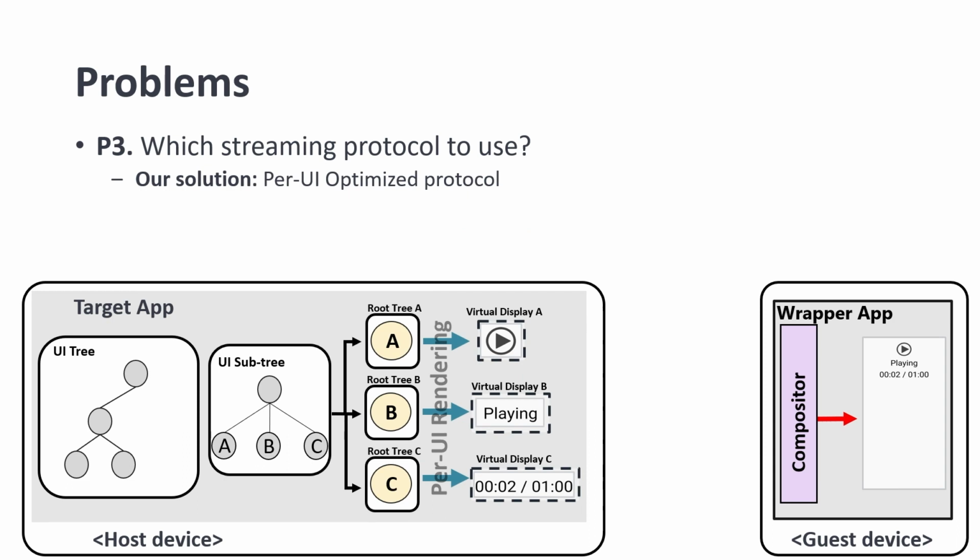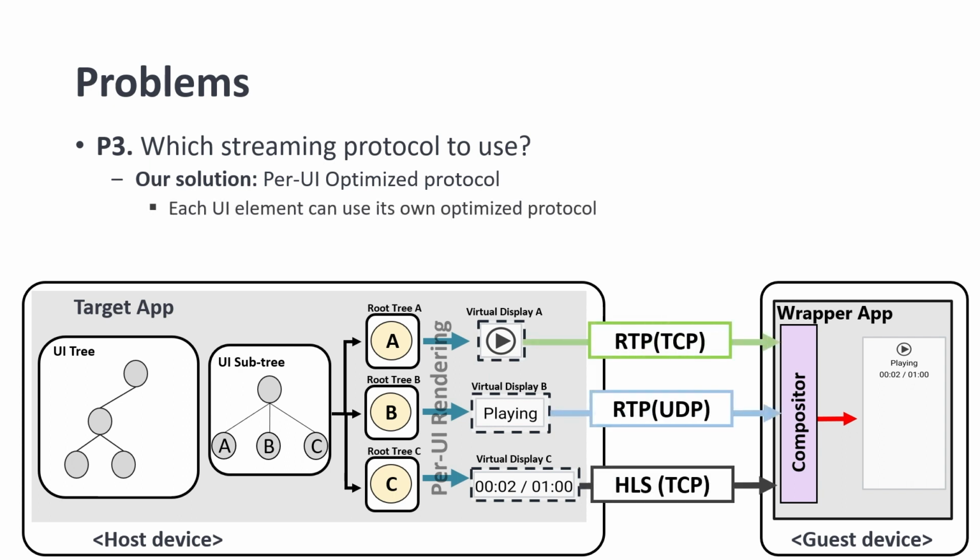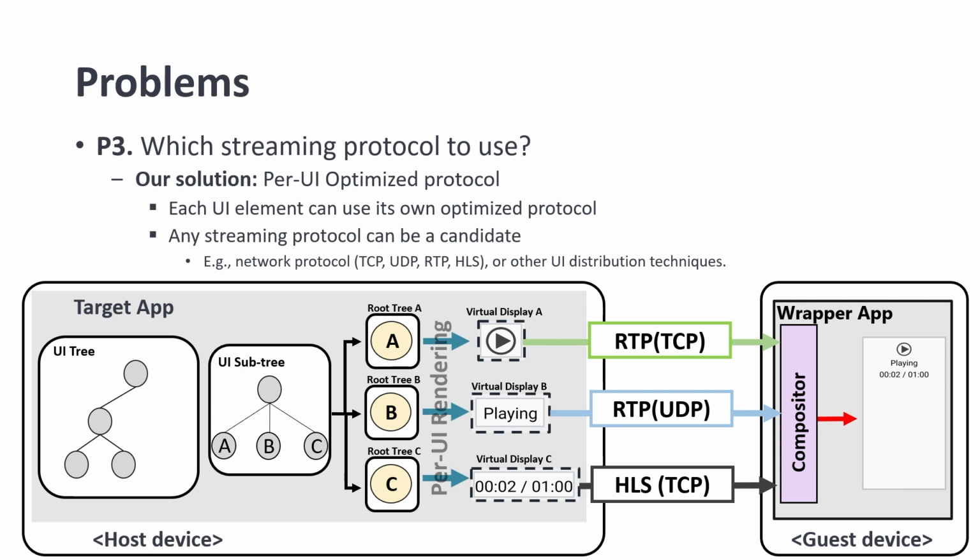Therefore, our solution is per UI optimized protocol. Recalling that FluidXP streams each UI element through an isolated streaming channel, we allow UIs to use their own optimized protocol based on their characteristics. Note that any streaming protocol can be a candidate, including network protocols such as RTP, HLS, and any other state-of-the-art streaming or even UI distribution techniques. For more technical details, please refer to our paper.